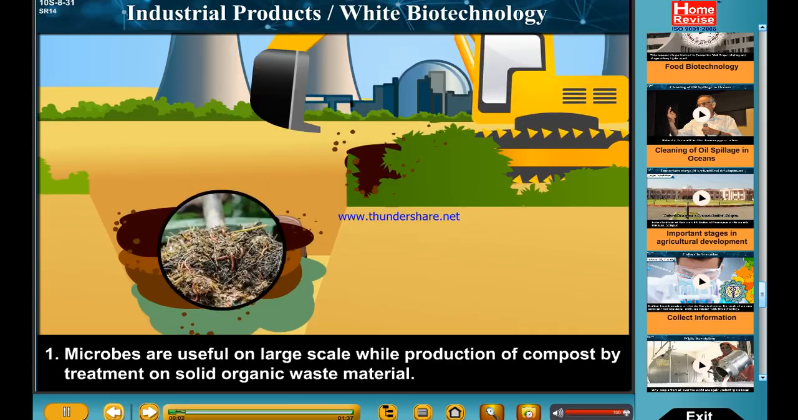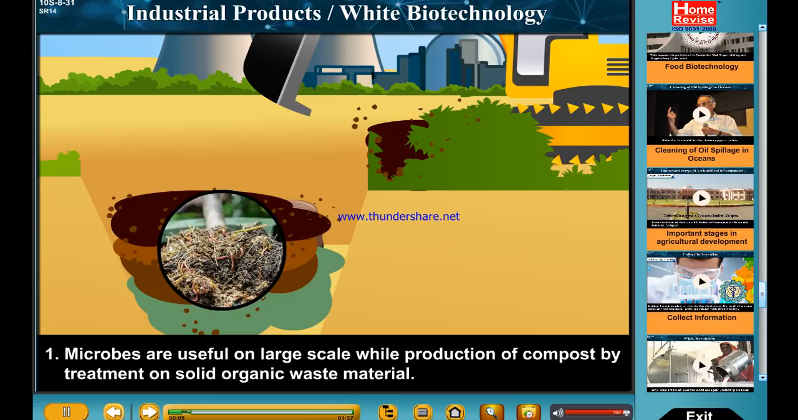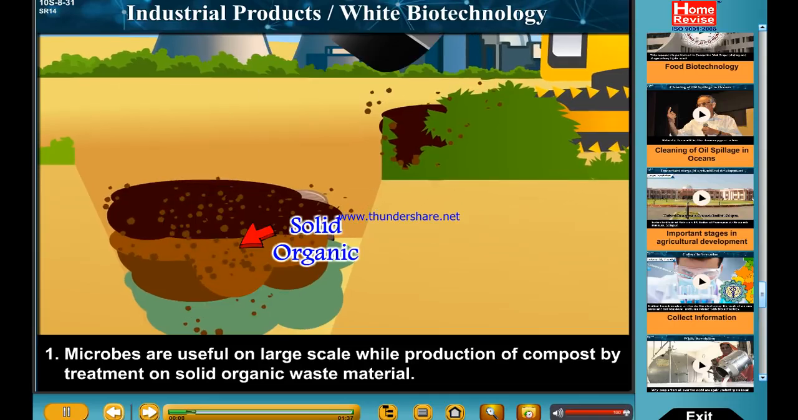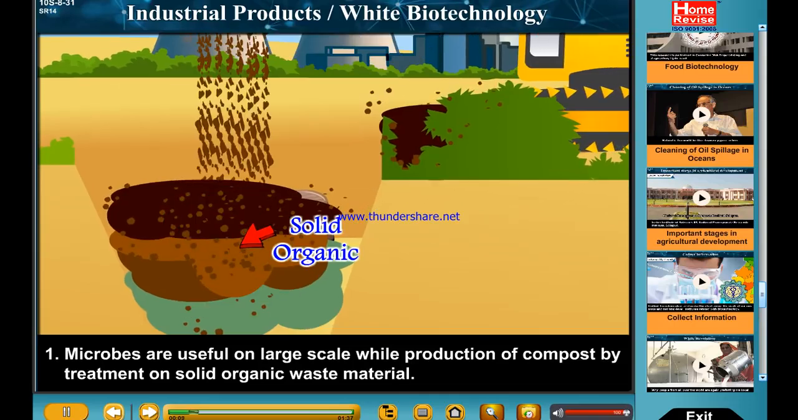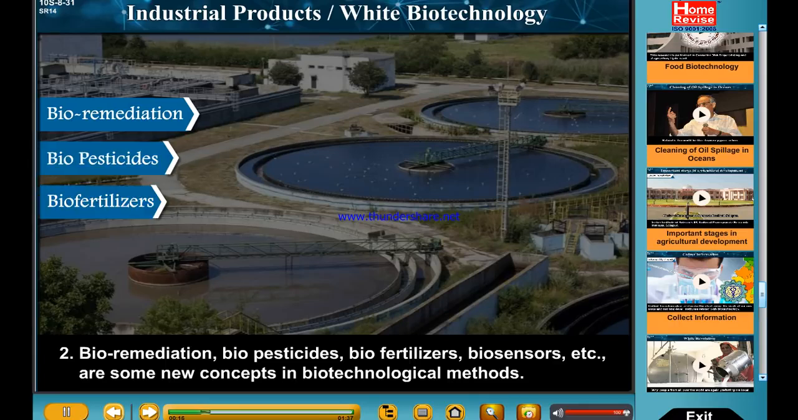First, microbes are useful on large scale while production of compost by treatment on solid organic waste material. Second, bioremediation, biopesticides, biofertilizers, biosensors, etc. are some new concepts in biotechnological methods.